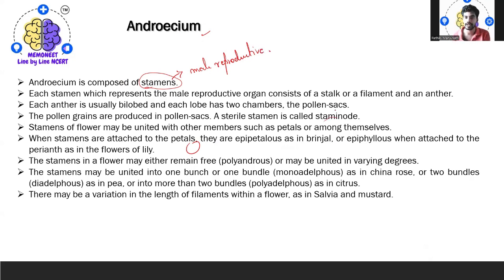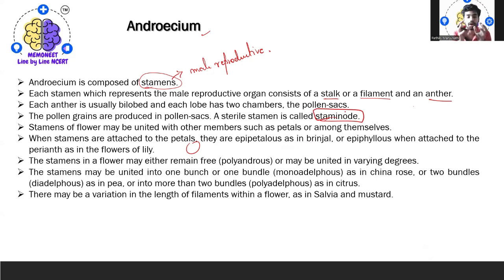It consists of a stalk or filament and an anther. Each anther is usually bilobed, and each lobe has two chambers, which are the pollen sacs. This is the same as what we discussed in sexual reproduction in flowering plants, when I explained the anther structure and the androecium part. The pollen grains are produced in the pollen sac, and a sterile stamen is called a staminode. Very important.